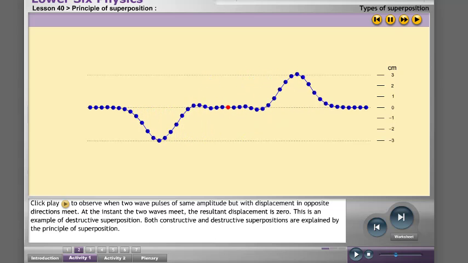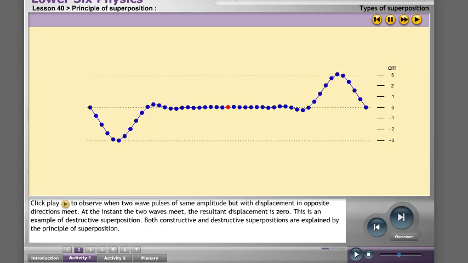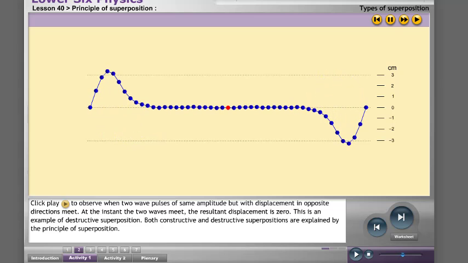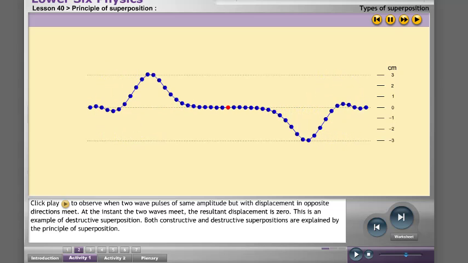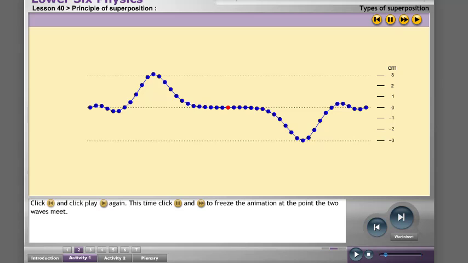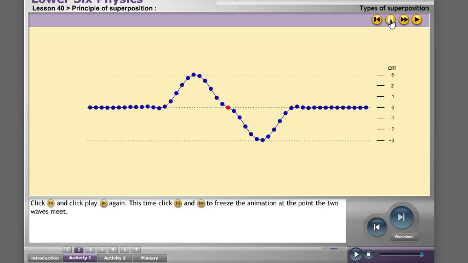At the instant the two waves meet, the resultant displacement is 0. This is an example of destructive superposition. Both constructive and destructive superpositions are explained by the principle of superposition. Click rewind and click play again. This time, click pause and step through to freeze the animation at the point the two waves meet.